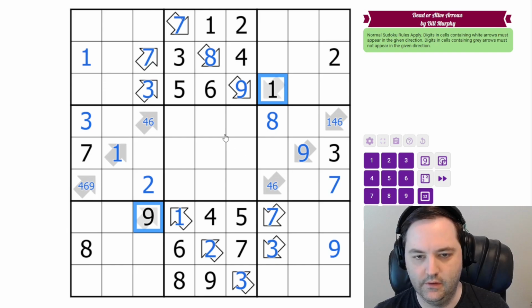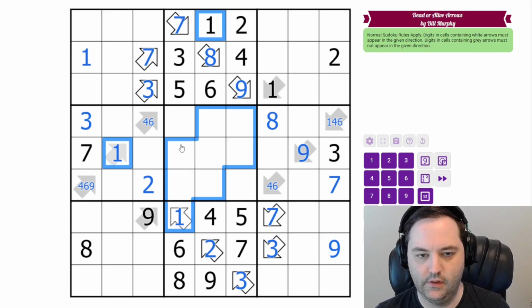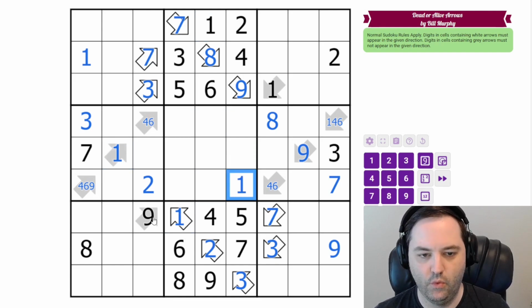We do still have these arrows though. So let's look at these. One is looking into this box. This one is looking into this box. This one is looking into this box. And this one is looking into this box. So this is our only place for 1.